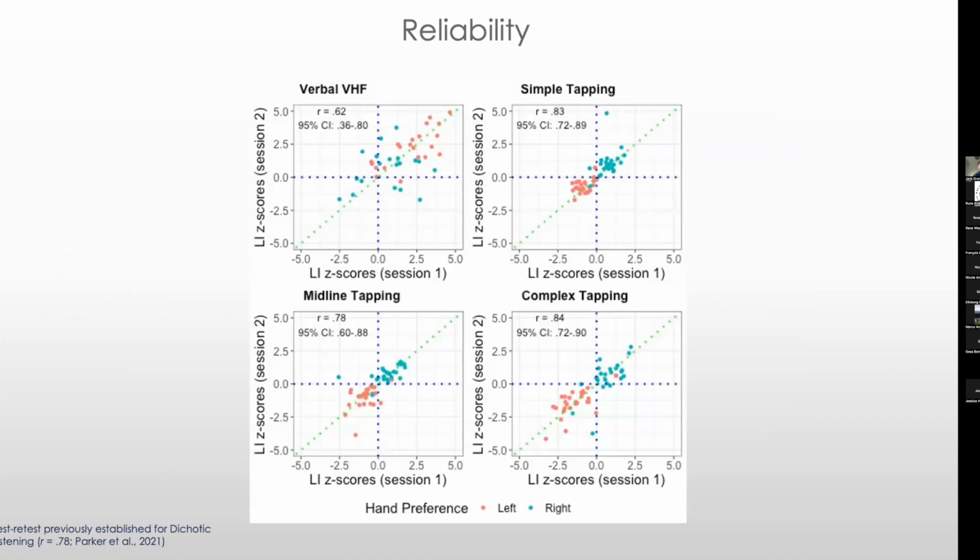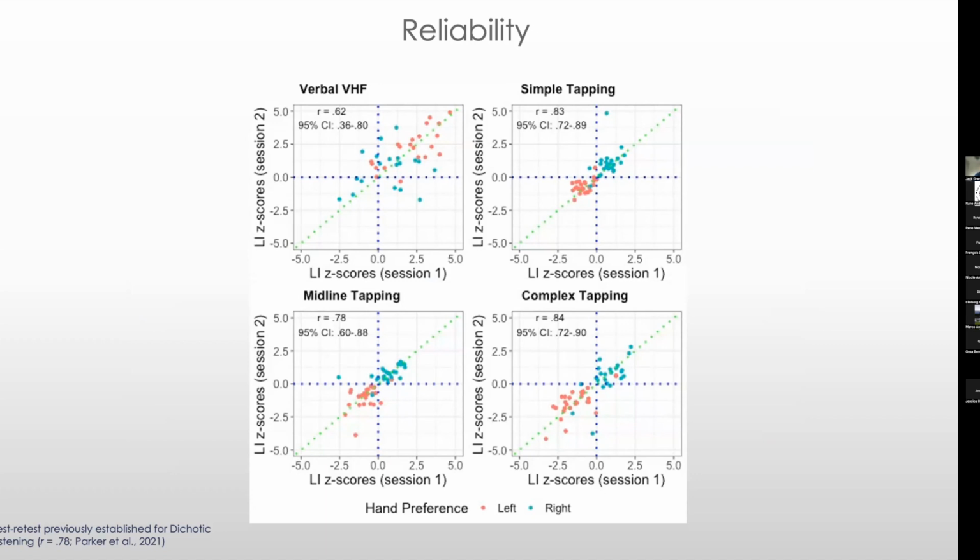So just quickly, regarding the dichotic listening task, as this had been administered previously by Parker et al. And they established reliability of 0.78, we didn't actually include this in session 2. But the scatter plots show the LI scores from session 1 plotted against LI scores from session 2 for all the other tasks. And then in the top left corner of each graph is the retest reliability of each measure.